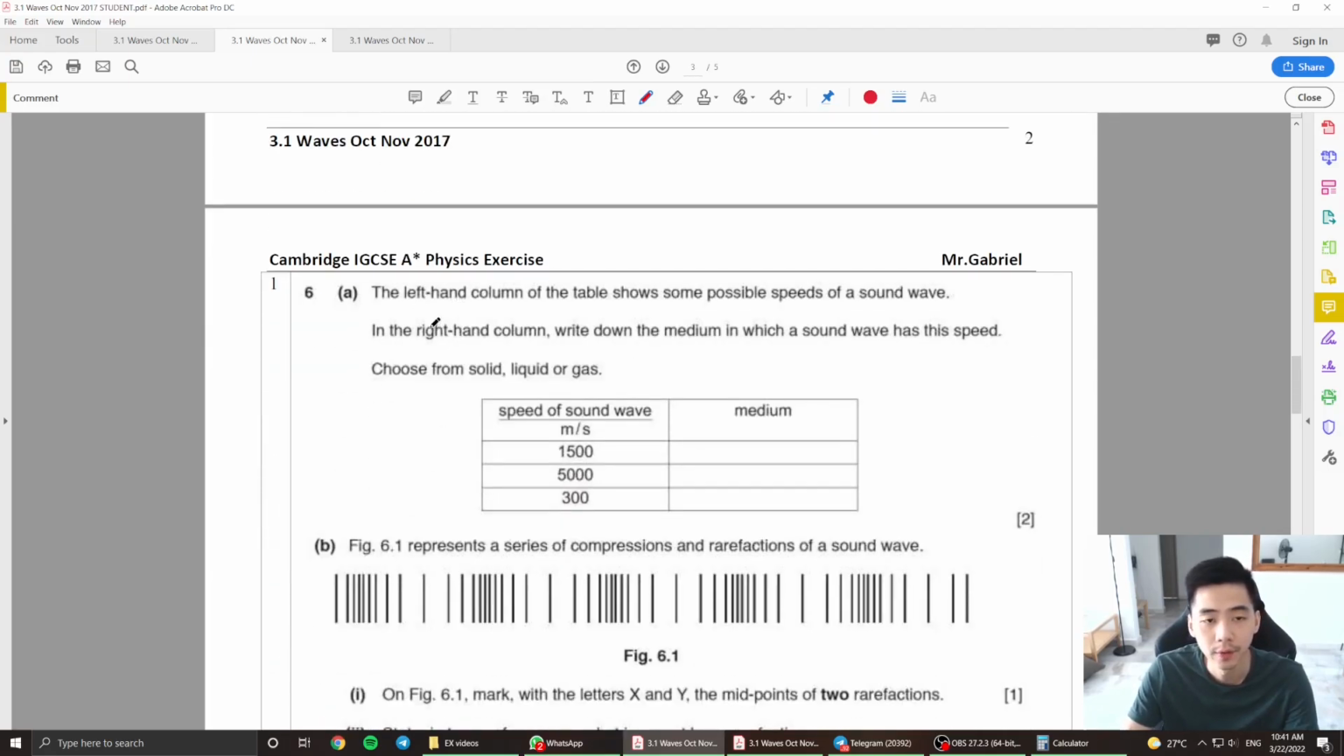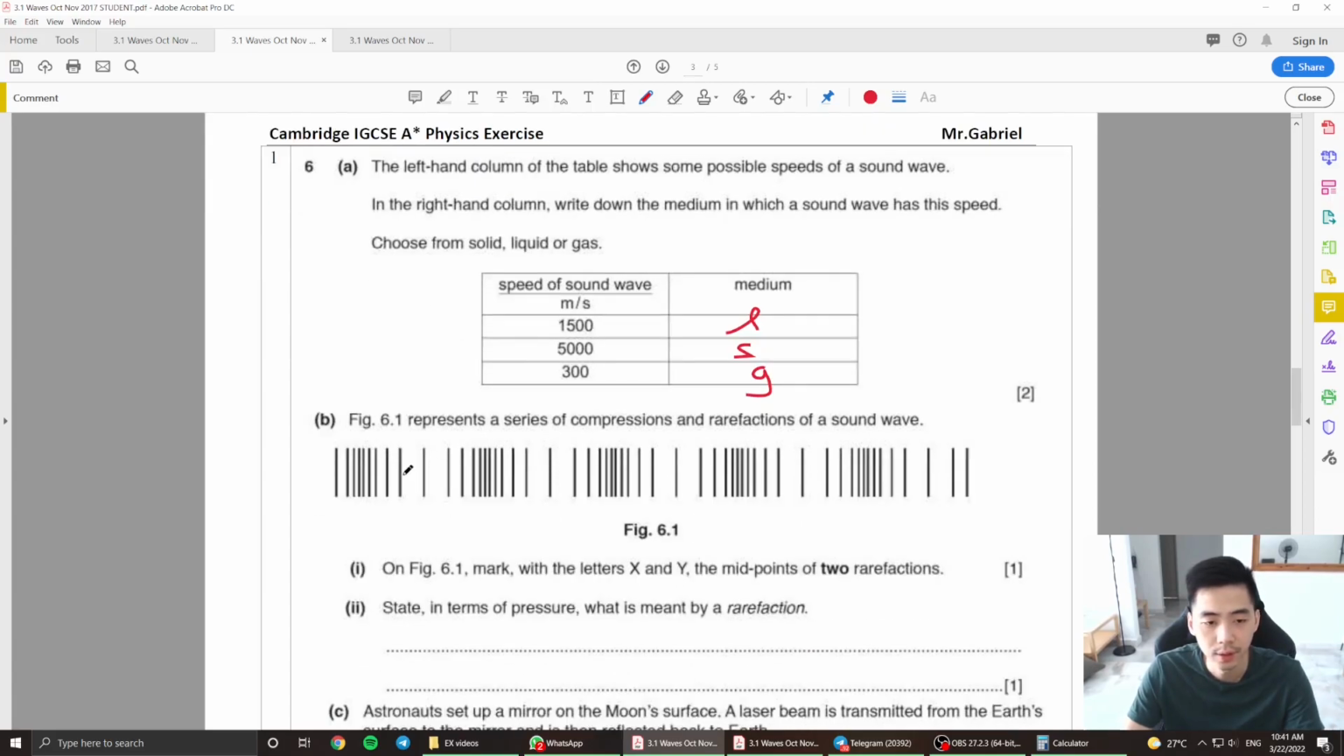Alright, the left-hand column shows some possible speeds of a sound wave. In the right column, write down the medium in which the sound wave has its speed. Obviously, this is going to be water. This is going to be liquid. This is going to be liquid. This is going to be solid, and this is going to be gas. This is going to be gas here.